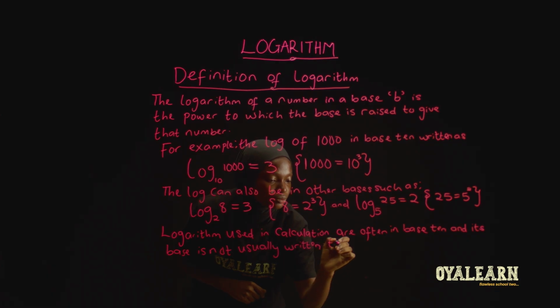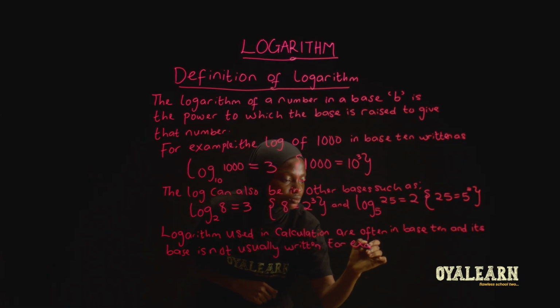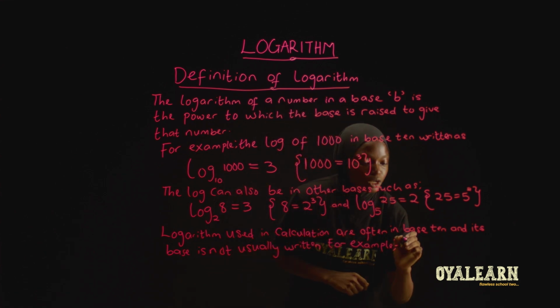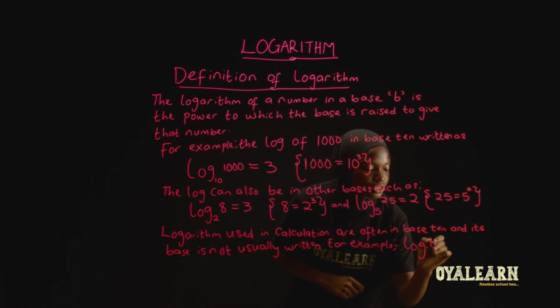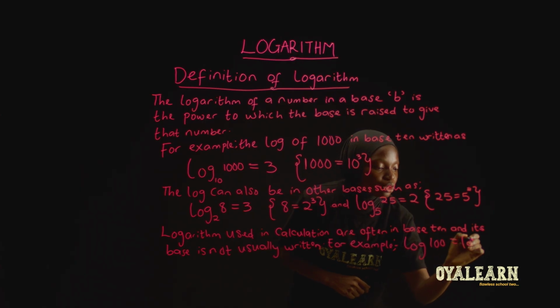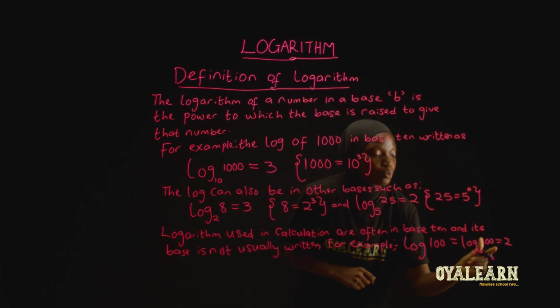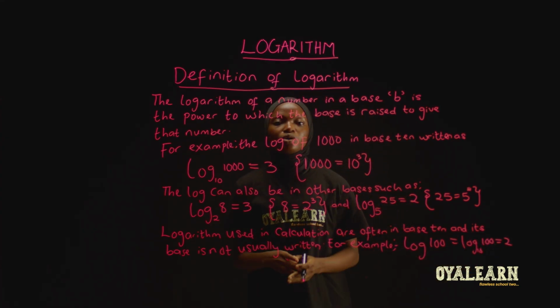For example, when we see log of 100, this is the same thing as log to base 10 of 100, and this is equal to 2 because 100 is 10 raised to the power of 2.